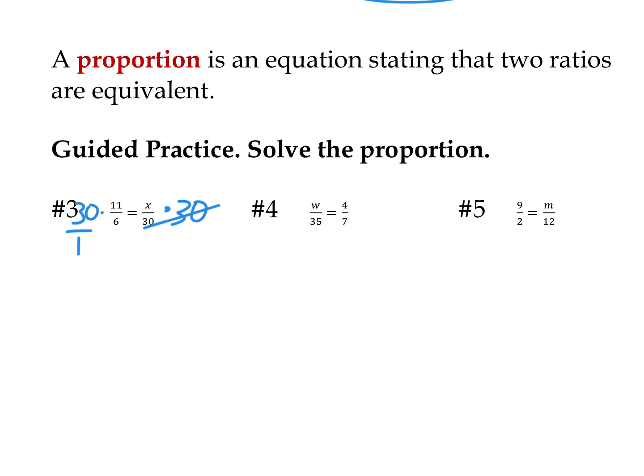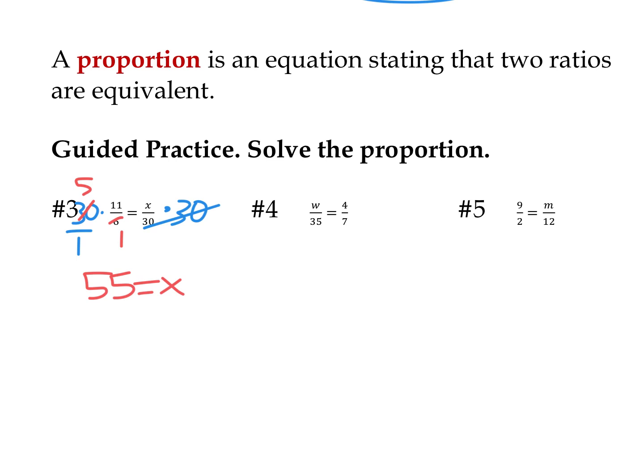We want to make sure we know how to multiply these fractions. We can simplify the 6 and the 30 to 1 and 5. So we have 5 times 11 is 55 equals x. So that gives us our value for the variable x.